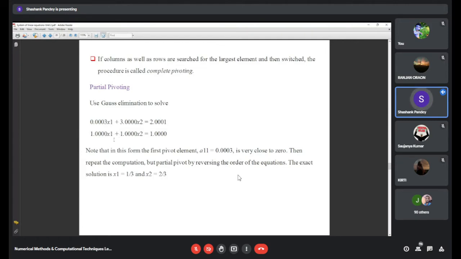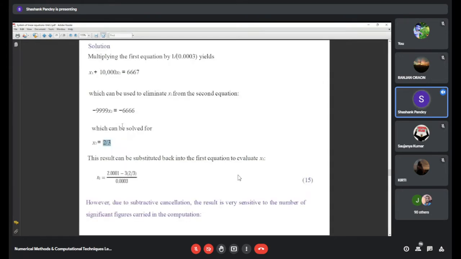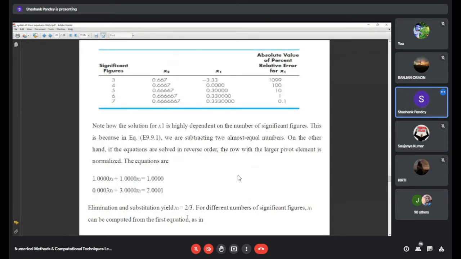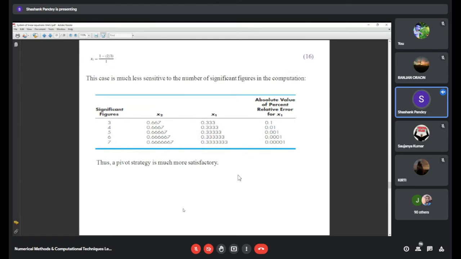In this system of two equations and two unknowns, I have simply interchanged the position of the first equation and the second equation. Now let us look for the solution for this problem. Once again, I'll get this value of x2 as 2 by 3. And once I solve this for x1, I'll get 0.33.